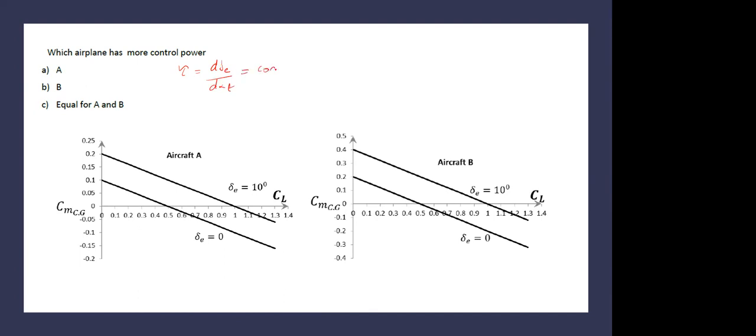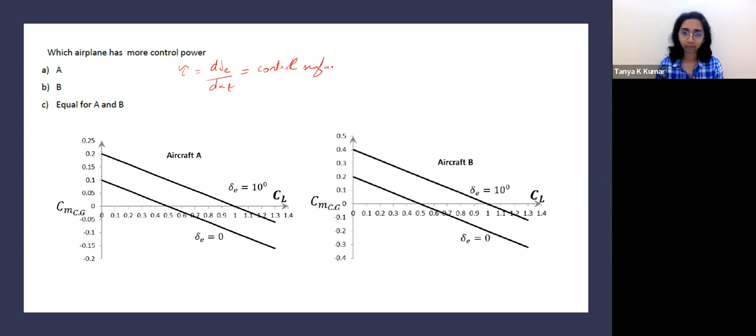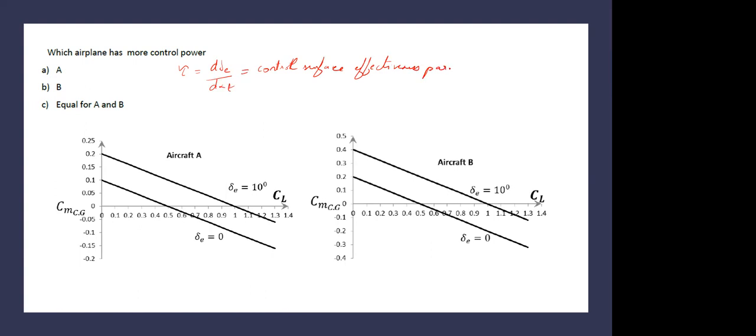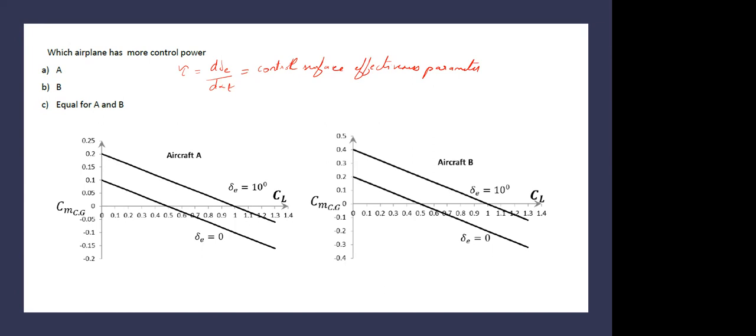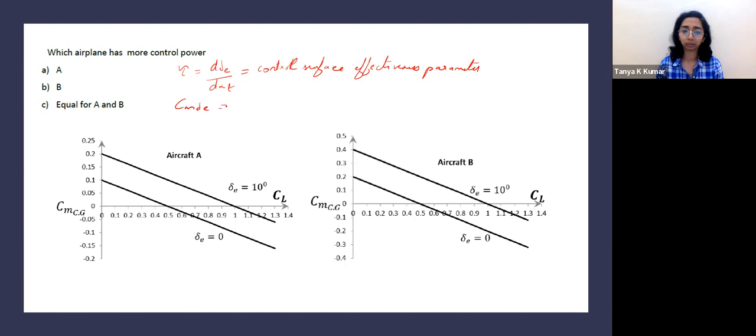This is known as the control surface effectiveness parameter. On the control bar, we can say less deviation in the control surface gives a higher change in the CM. You're right, the definition is right. So what was that term? CM delta E. Exactly. CM delta E, which is dCm upon d delta E.